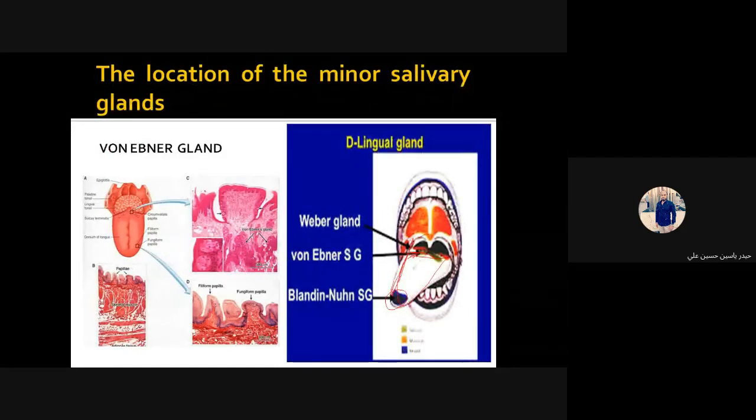Here we could demonstrate the presence of the Weber gland, which is located at the junction between the circumvallate papillae, between the anterior 2/3 and the posterior 1/3. At the lateral border, we could demonstrate the presence of another type of salivary gland, while the anterior part of the tongue is usually associated with the Blandin and Nuhn salivary gland. Here we could demonstrate the presence of the minor salivary glands.